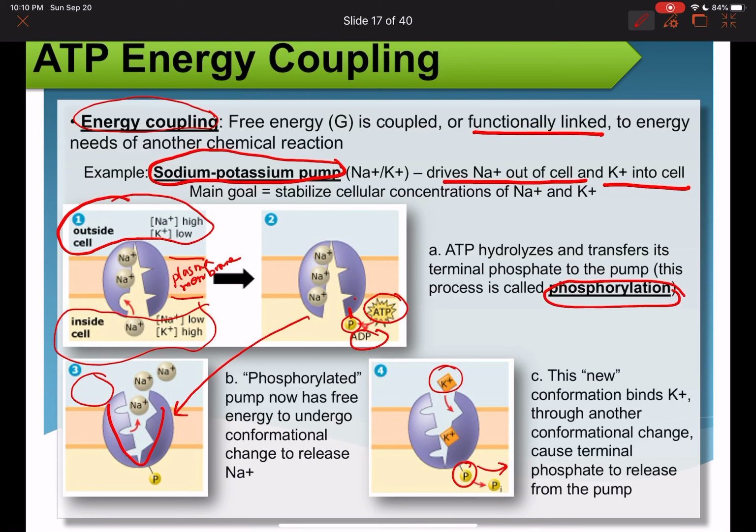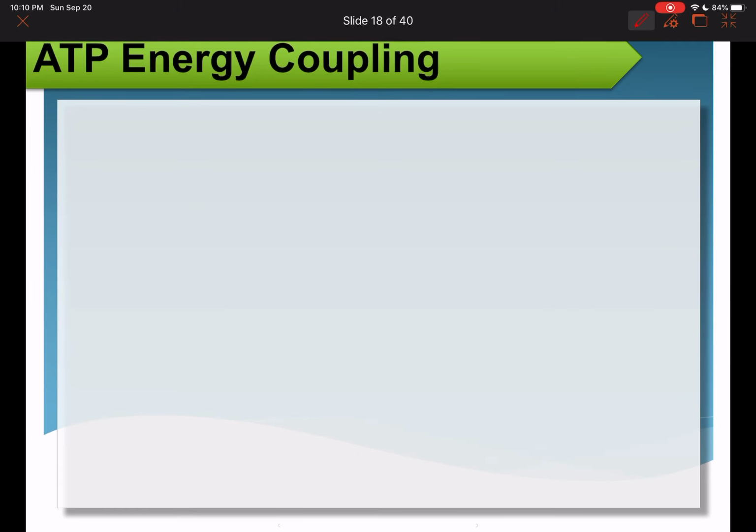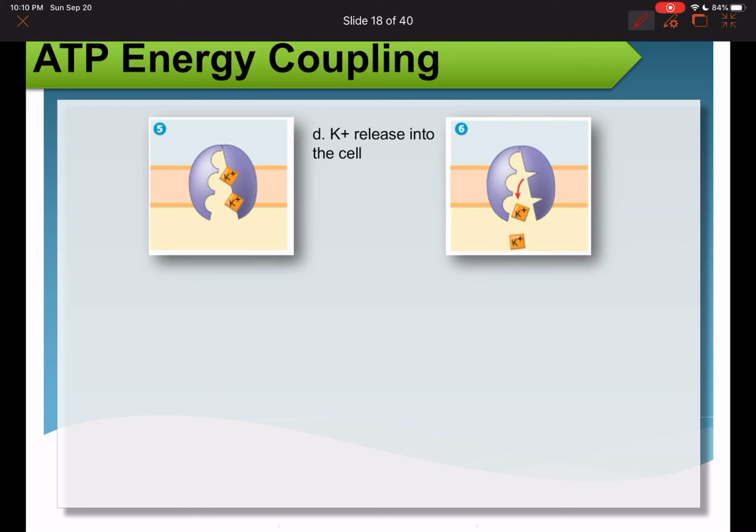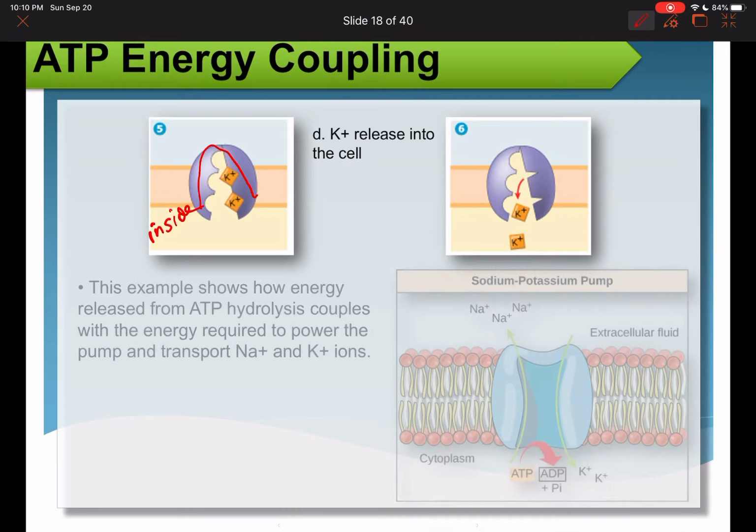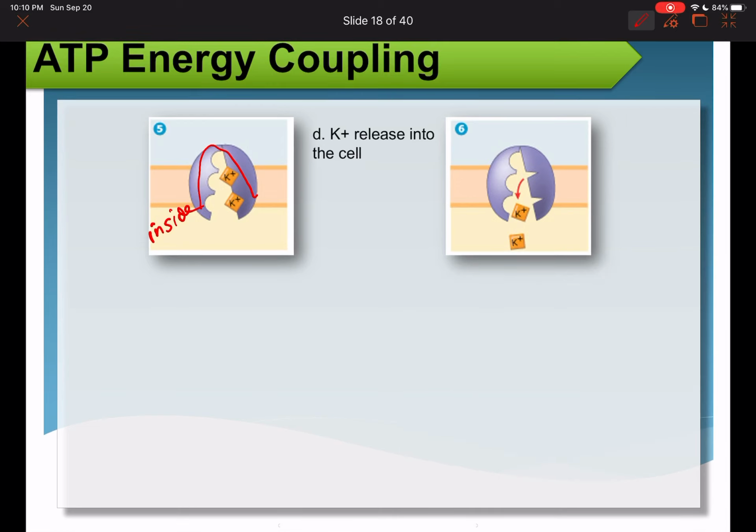Okay, and that terminal phosphate coming off of the molecule will cause and trigger a change in the protein molecule. Now it's back this way around, opening up towards the inside of the cell, back like the beginning. So once the phosphate group is no longer there, it will revert back to its original position, as you can see.